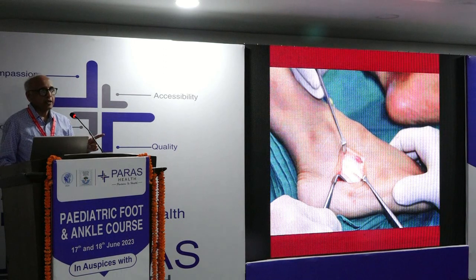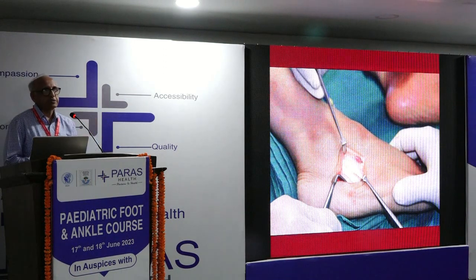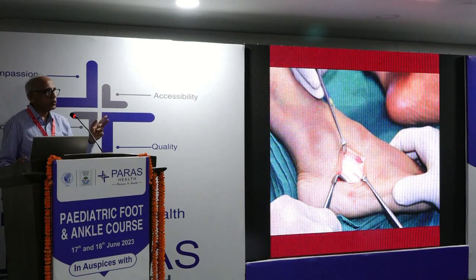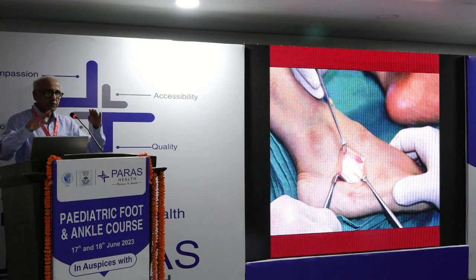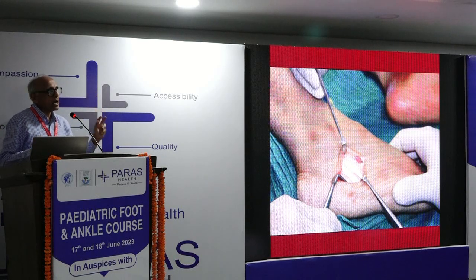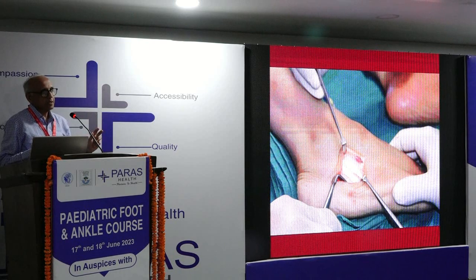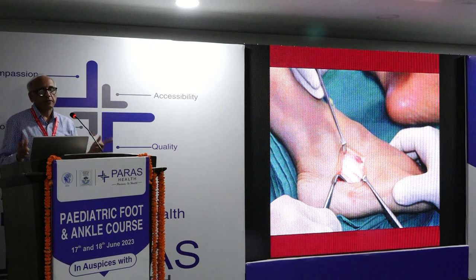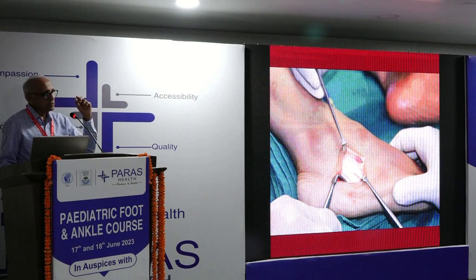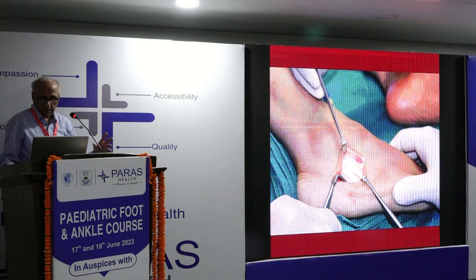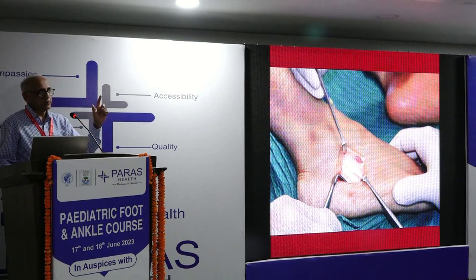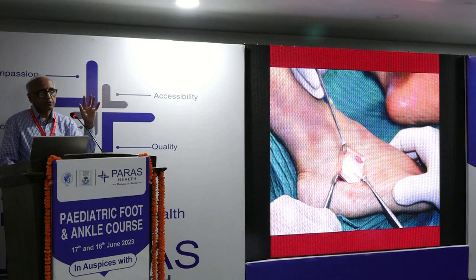So once we expose, the first structures which we see are the peroneal tendons. Right? So we separate out both the peroneal tendons. Now we need to remember that we are lengthening the lateral column, so the peroneals are going to become tight. And for that we need to lengthen them, because if we don't lengthen them, we will not be able to get the correction there. So we need to lengthen the peroneus brevis. We don't do anything to the peroneus longus.